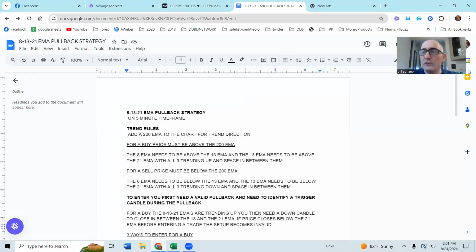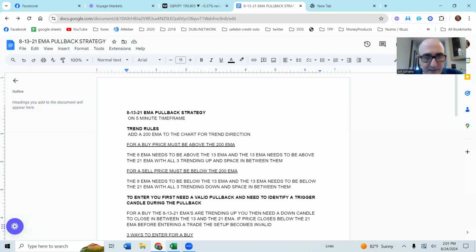Price needs to be below the 200 EMA. The 8 needs to be below the 13, and the 13 below the 21, with all three trending down and space in between them. Now, to enter a trade, you first need a valid pullback, and then you need to identify a trigger candle during that pullback. For a buy, the 8, 13, 21 EMAs are trending up, like we're saying.